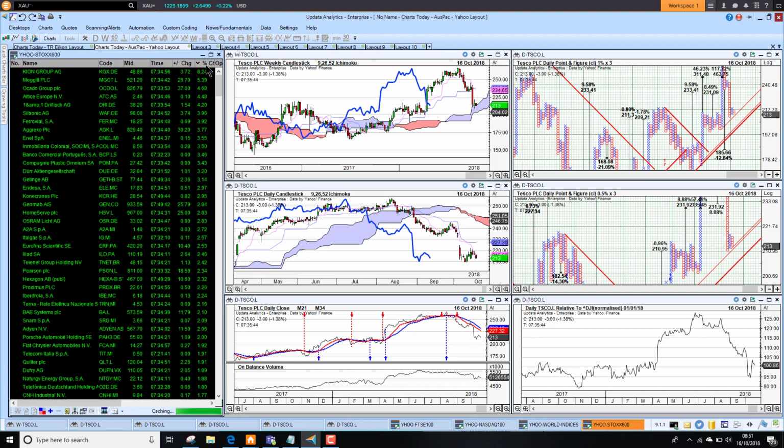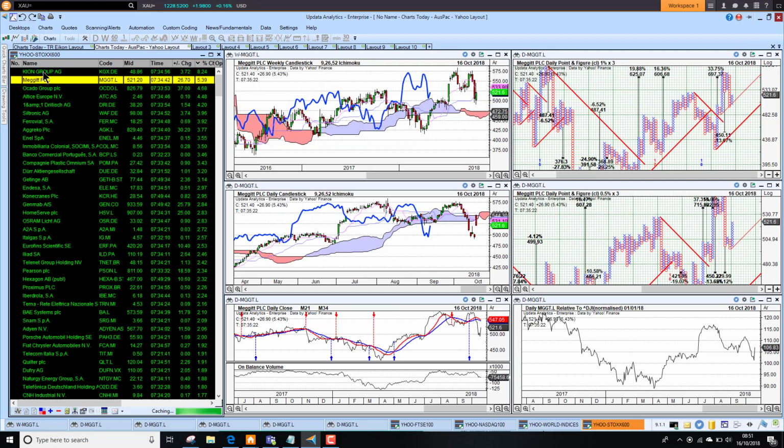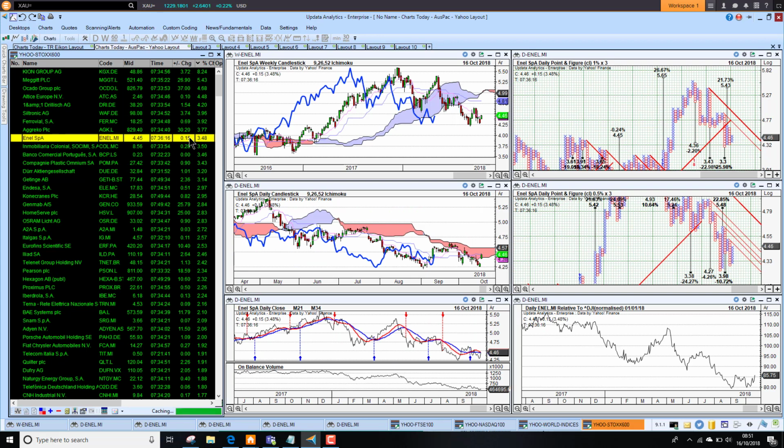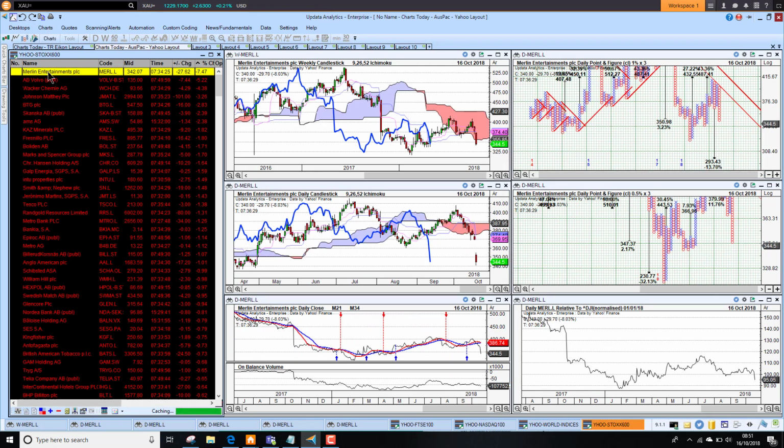Interestingly, the top performers here are Kion Group in Germany. That's looking pretty bad on the charts, but actually up some 8% this morning. Not enough to reverse the trend. Meggitt in the UK looking stronger this morning, but again just below the cloud in the medium term. Ocado we've already looked at. But interestingly, we are seeing even recovery in stocks in Milan, Enel, electricity group up, but still looking pretty bearish on the charts. And if we take a look at the worst performers, we've got Merlin Entertainment down 7%.